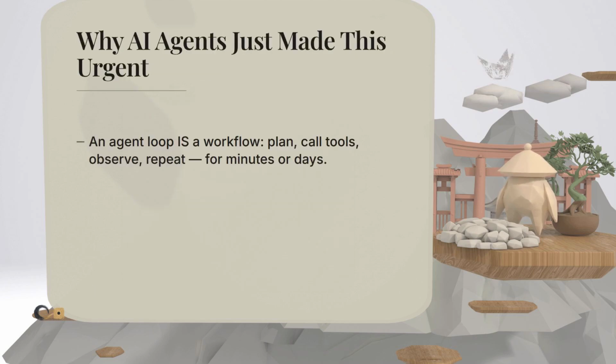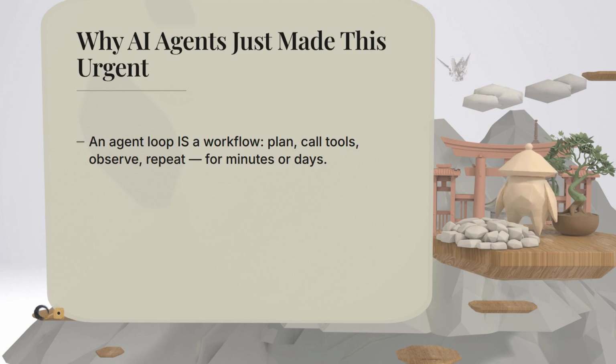This architecture is 15 years old in spirit. So why is it suddenly everywhere? Because AI agents turned every product team into a workflow team. Look at what an agent loop actually is. Plan, call a tool, observe the result, decide the next step, repeat, sometimes for minutes, sometimes across days when a human approval sits in the middle.